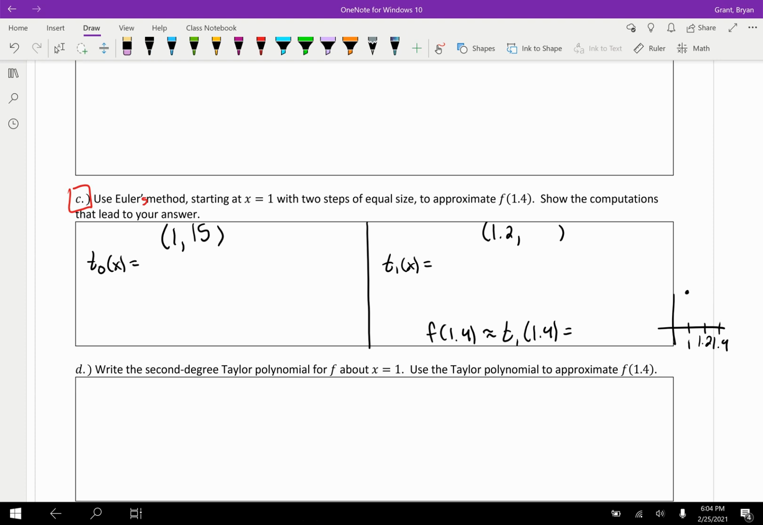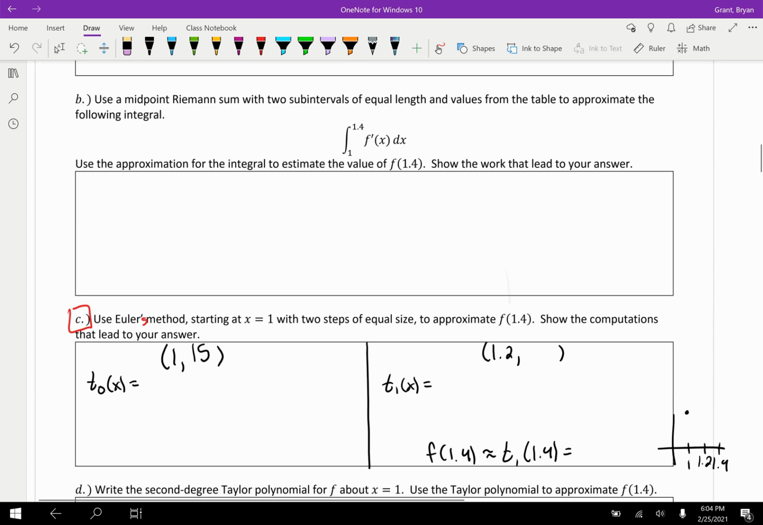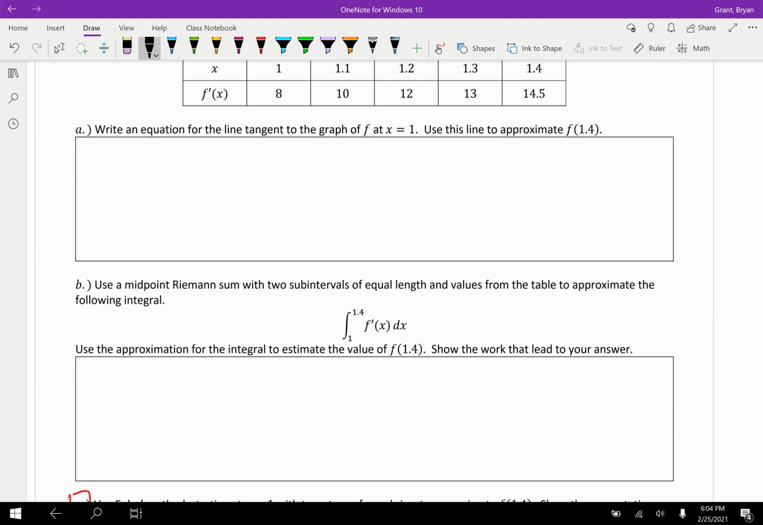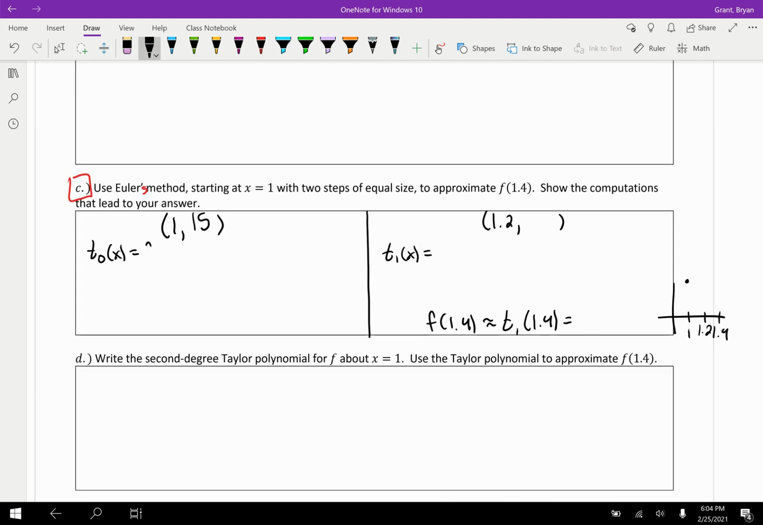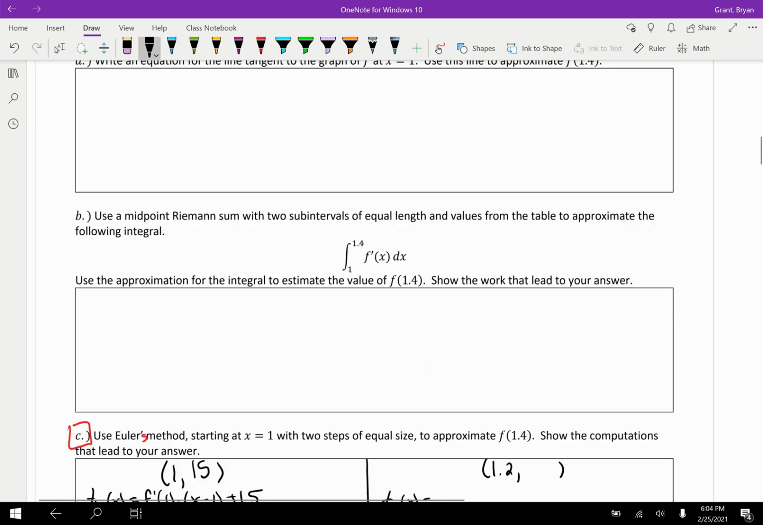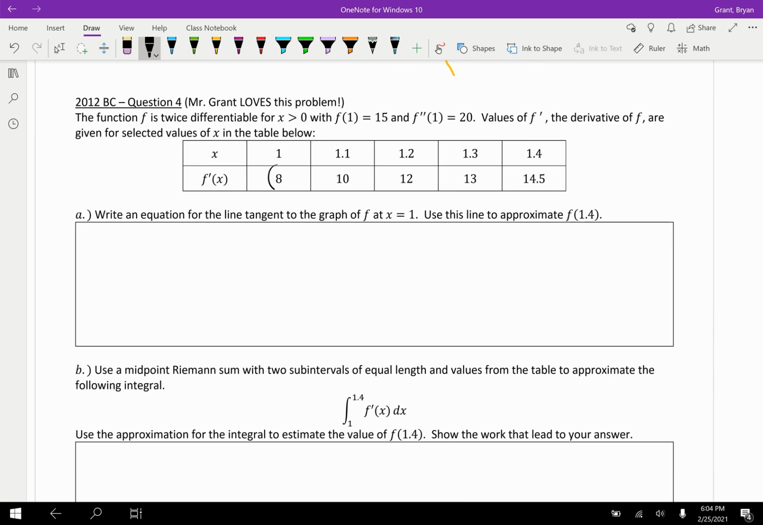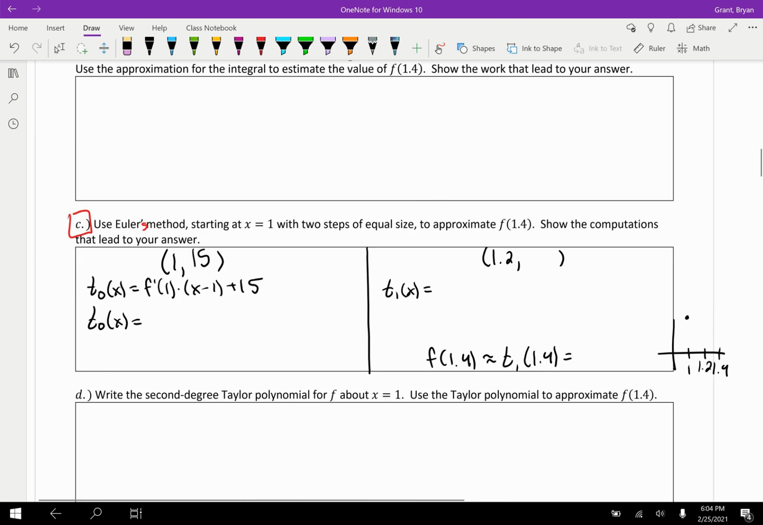All right, let's begin. Initial tangent line is going to use the derivative. They just called it f prime of x here, so we're going to have to find f prime of 1 times x minus 1 plus 15. And I think they do us a solid, and they tell us what f prime of 1 is. F prime of 1 is 8. Very exciting. Okay, now we have a tangent line. We move on to the next problem.